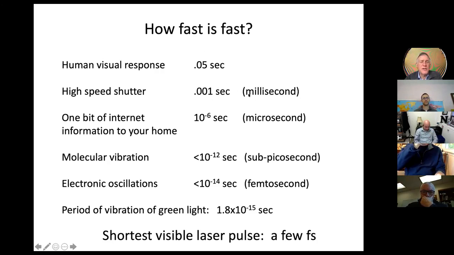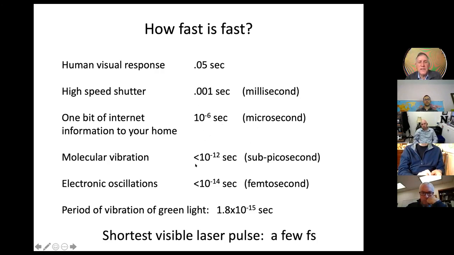If we go to a high-speed shutter, let's call it a millisecond. Sometimes it's a little bit faster if it's a liquid crystal shutter. And this is a little bit dated. Now it's faster than this, depending on how much money you put into your internet connection. But it used to be that you'd have one bit of information about every microsecond coming into your home. Now it's 10 or maybe 100 times that, depending on your data rate.